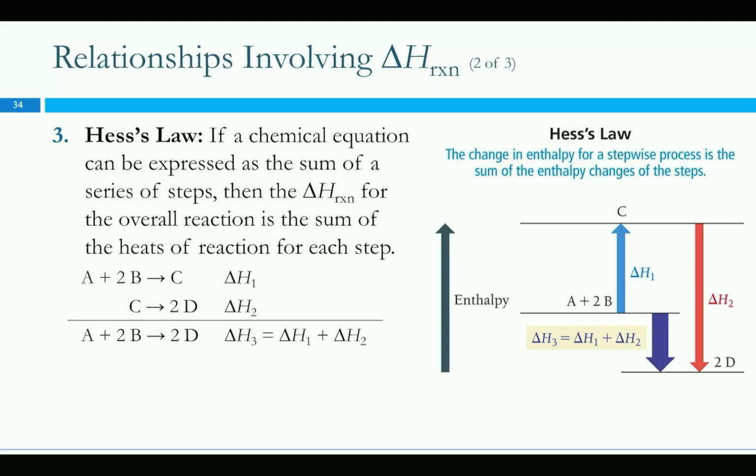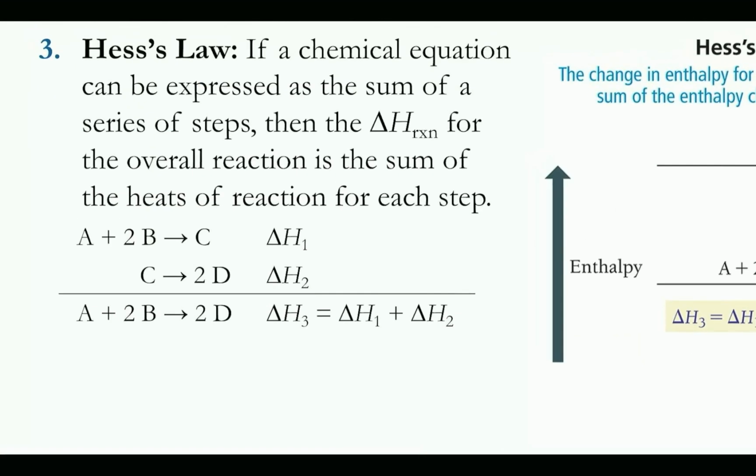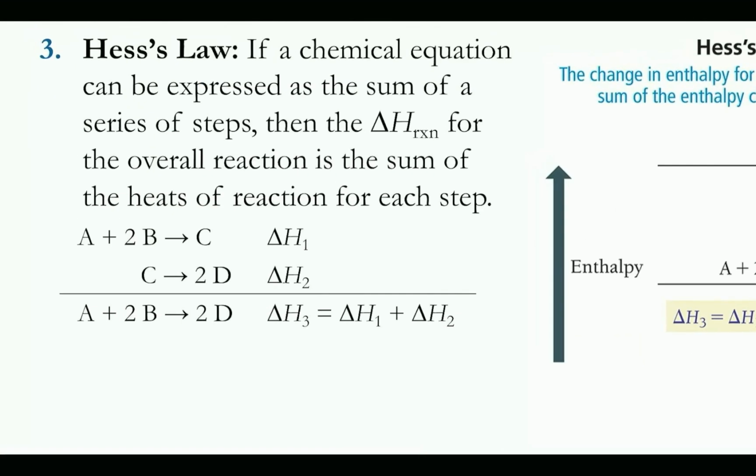So adding the A plus 2B forms C, and then if C turns into 2D, the combination of those 2 reactions is just their enthalpies added together. Since C is on both sides of the reaction, if they're the same on both sides, we cancel them out.